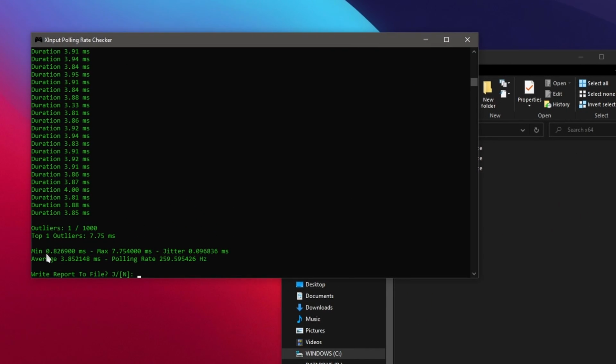Okay, at the fastest, it's under 1 millisecond, and then at the slowest, it's about 8. On average, we're getting about 3.85 milliseconds, and the polling rate is 259.